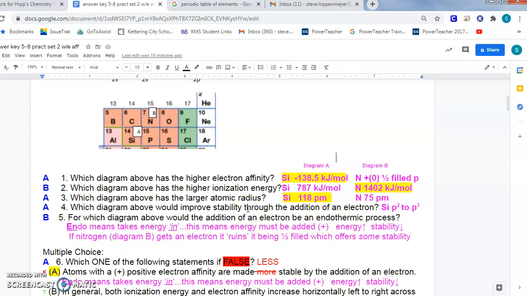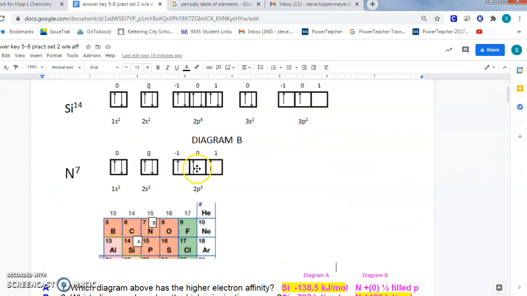Which diagram above would improve the stability? Well, nitrogen already has a little bit of stability. It has 1 in each of the p's. A half-full p is better than not. If we give an electron to silicon, we would make it half full. That offers a little bit of stability. The real stability comes when the S is full and the P is full. But it is a little bit better having 1 in each.